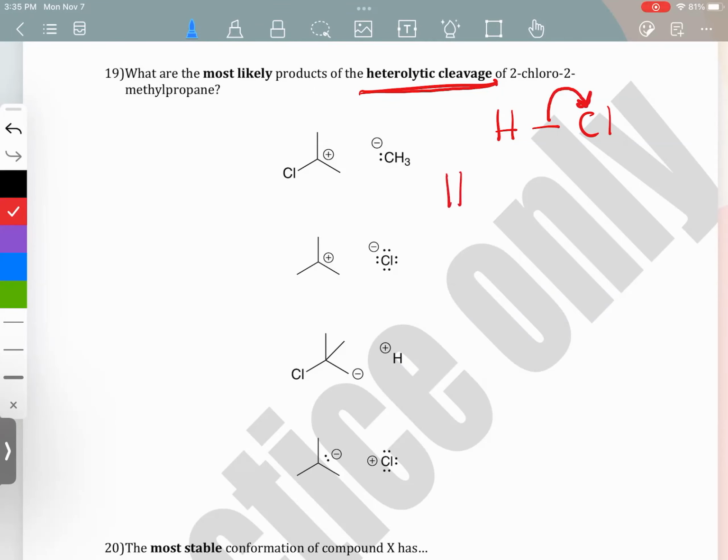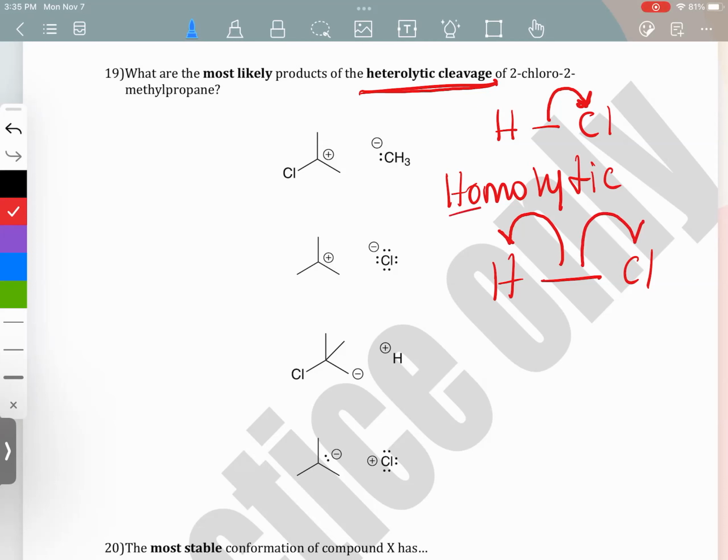Homolytic, which is another type of cleavage, is when the electrons are equally shared. So that's when you see, instead of a full arrowhead, a half arrowhead, which represents one electron. So one will go back to H, and one will go back to chlorine. So this is homolytic. Never mix up the two. Heterolytic, both electrons. Homolytic, one goes back to each.